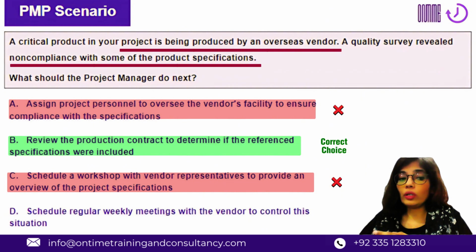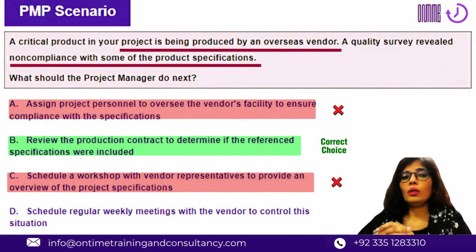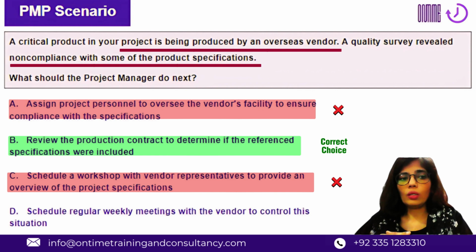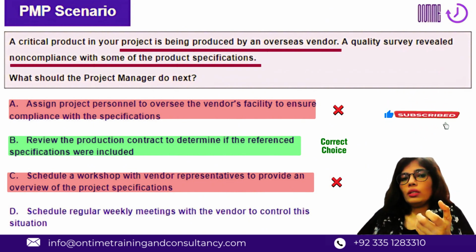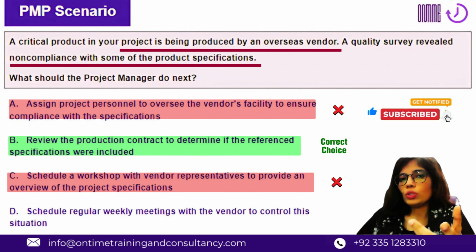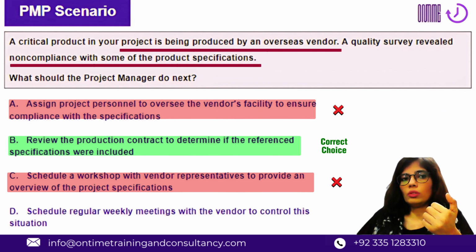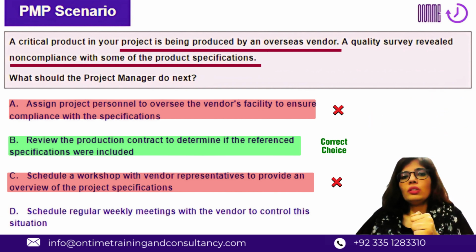D, schedule regular weekly meetings with the vendor to control the situation. Maybe someone would say, why not D? Regularly meeting with the vendor and their representatives would not help with the situation. See, this is a kind of one-time situation, not a routine situation. This is like a one-off situation, I would say.